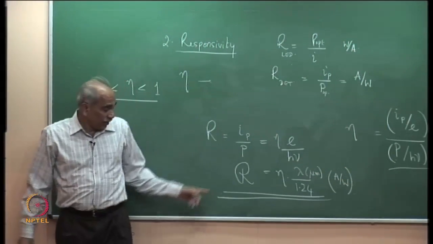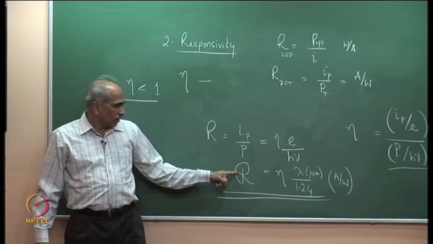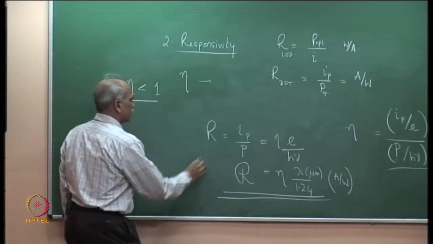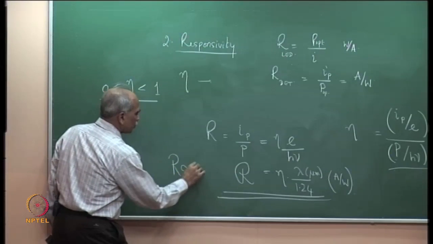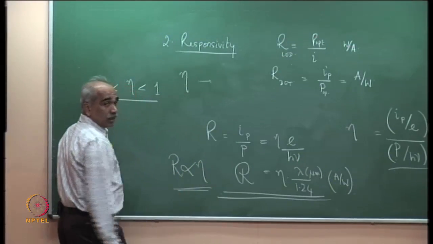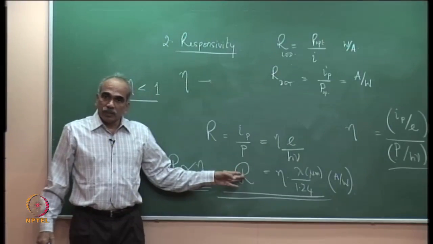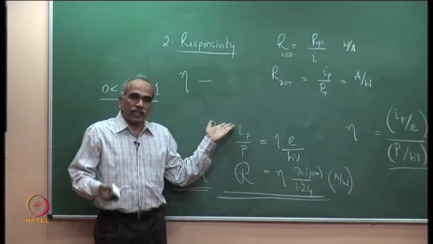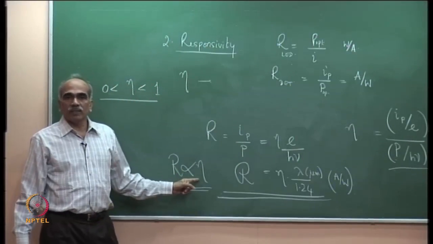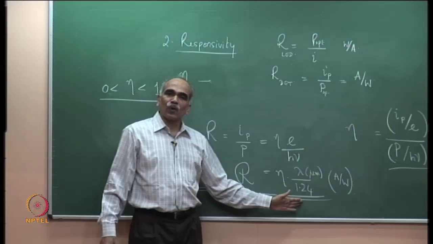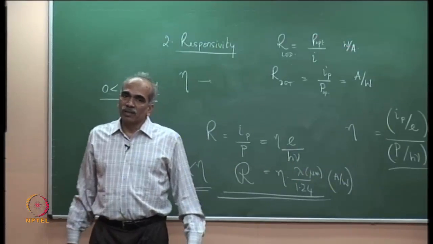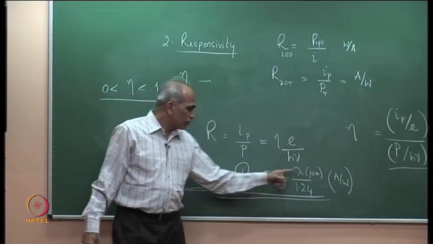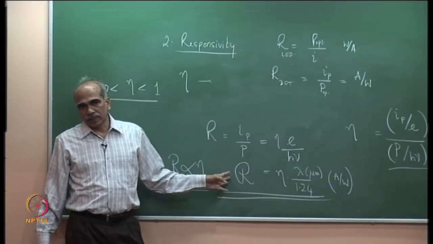What we see is that responsivity is proportional to eta. If you want to maximize the responsivity, which means for an incident optical power you want maximum photocurrent generated, you have to maximize eta, because about this other factor you can't do anything. This is a constant, and lambda is the wavelength that we are using. So, eta is the only one which you can maximize if you want to maximize responsivity.